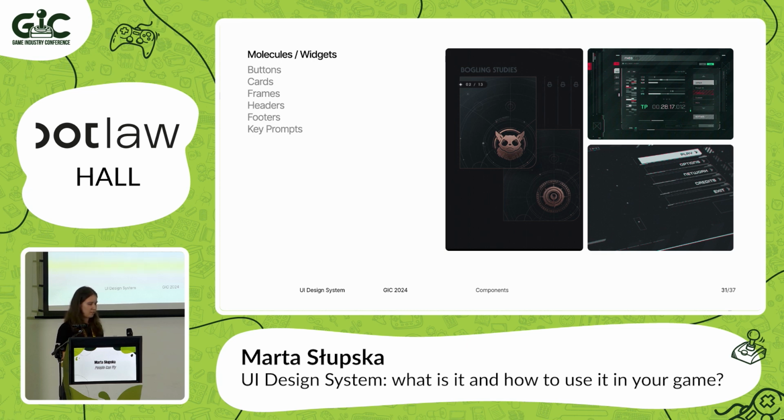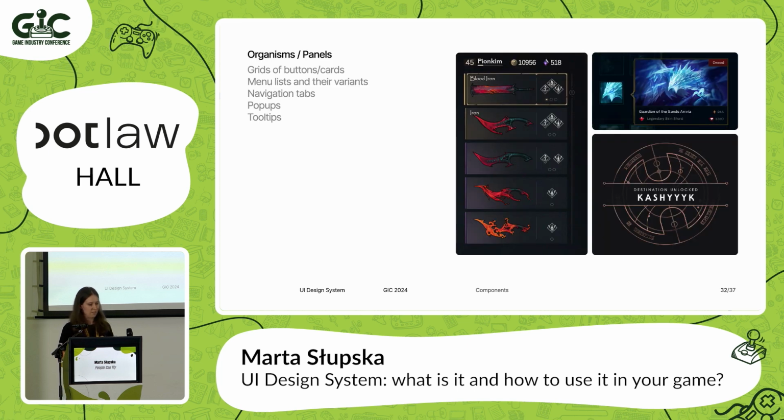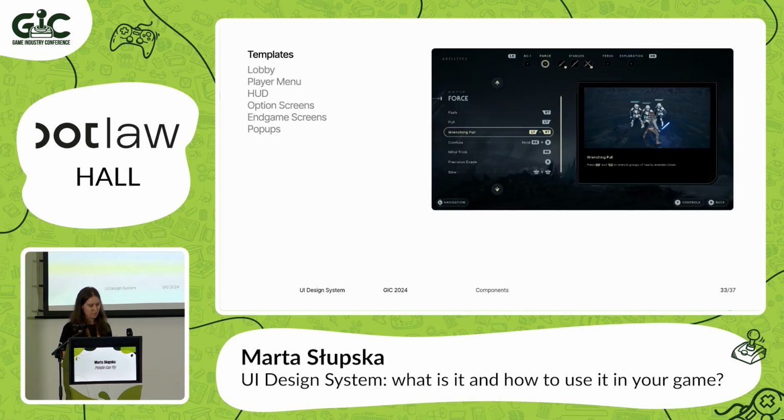Next thing is organisms, and these are panels. For example, these are grids of buttons, menu lists and their variants, navigation tabs, pop-ups, and tooltips. And the next one are templates. So, for example, you can have a template for all your lobby screens or the screens that have the player menu. You can have the template for the HUD, for option screen, endgame screen, and pop-ups.